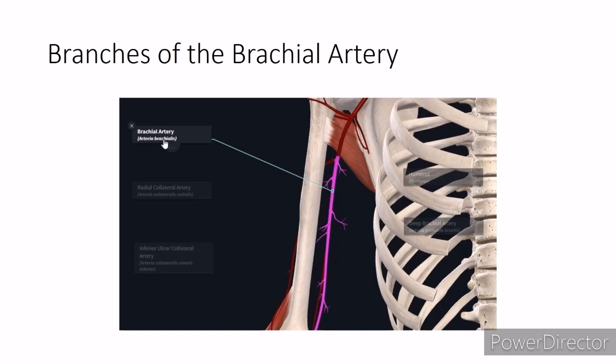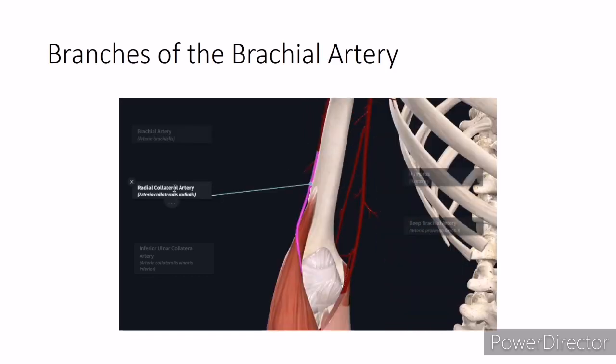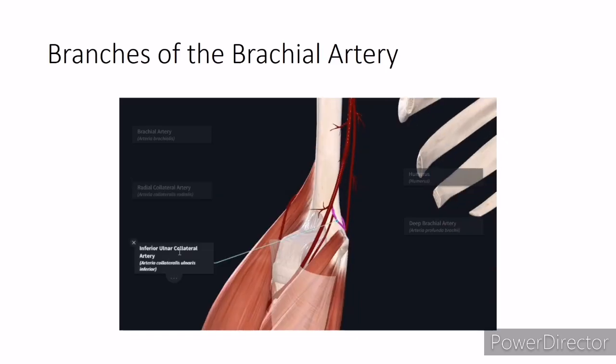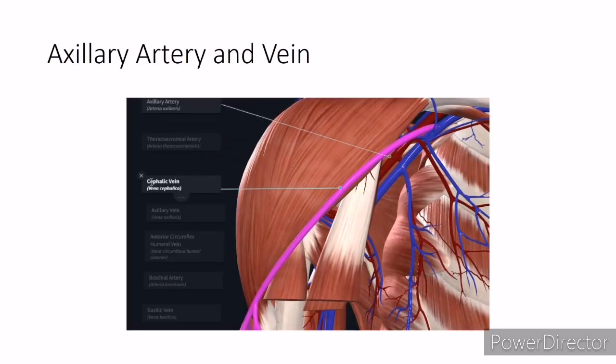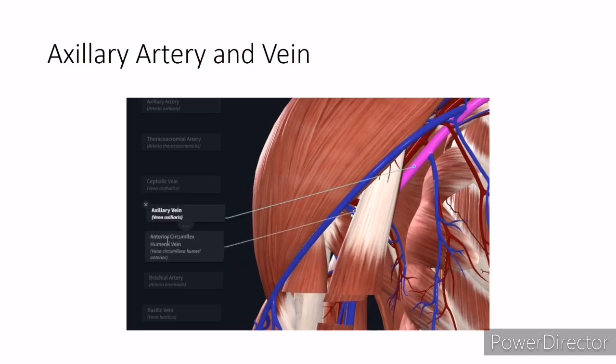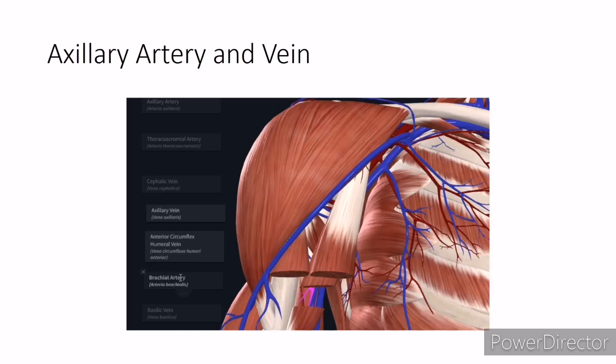It goes down and down and down, and then it extends to become the radial collateral artery and inferior ulnar collateral artery, as we can see in the pointed illustration. And we can also see the deep brachial artery. So these are the branches of your brachial artery. We have the cephalic vein, and then the axillary vein, the anterior circumflex humeral vein. The brachial artery is also being pointed, and the basilic vein.